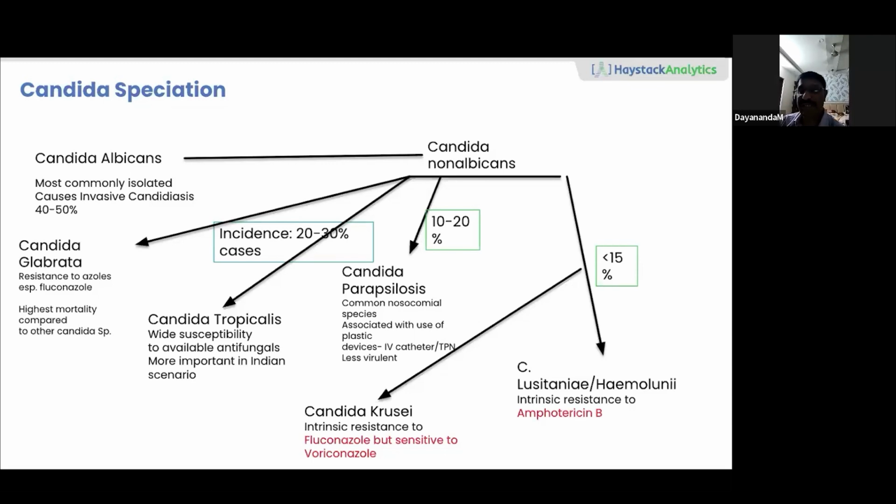This is more important in Indian scenarios. Candida parapsilosis is responsible for around 10 to 20% of cases, and it's a common nosocomial infection. It's usually associated with plastics like IV cannulas, TPN, and central lines, and it is a less virulent species. Less than 15% of cases include Candida krusei and lusitaniae. Krusei is intrinsically resistant to fluconazole, but it is sensitive to voriconazole. And lusitaniae is intrinsically resistant to amphotericin B also.